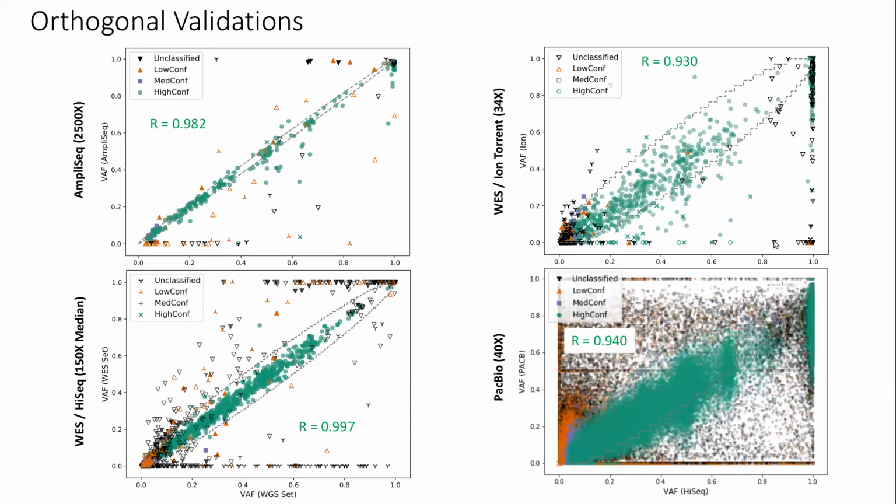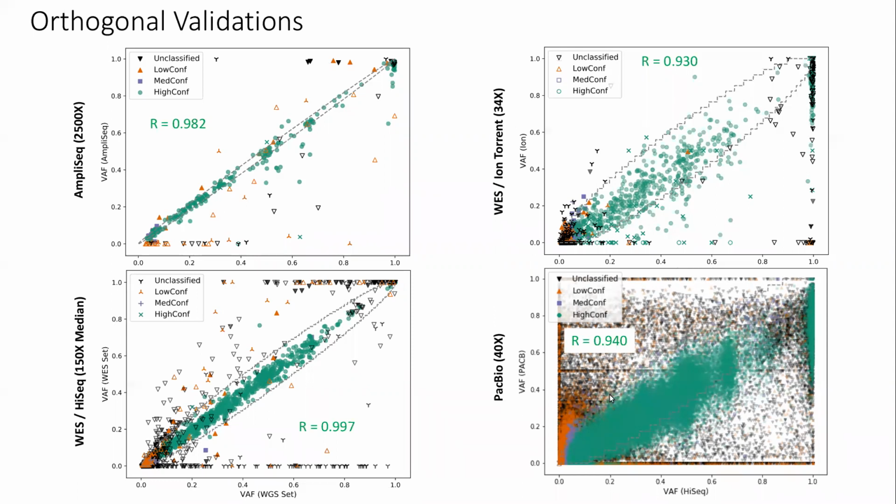We also did orthogonal validations for our call set, across the different confidence labels. Upper left is done with AmpliSeq for coverage of about 2000. Upper right, that's the VAF scatter plot for Ion Torrent whole exome sequencing at a depth of about 34x. Lower left is whole exome sequencing, but with HiSeq. So it's sort of the same platform, not exactly orthogonal, but still a different library and a different sequencing setting.